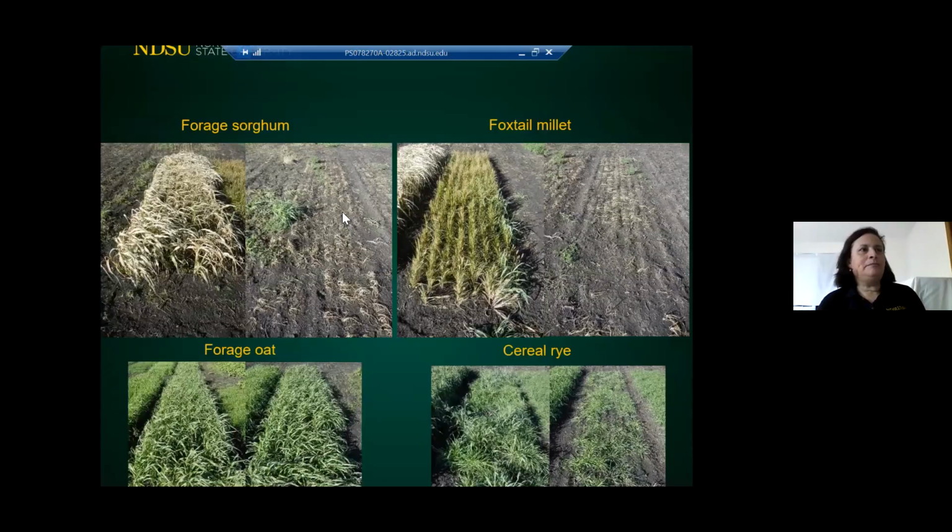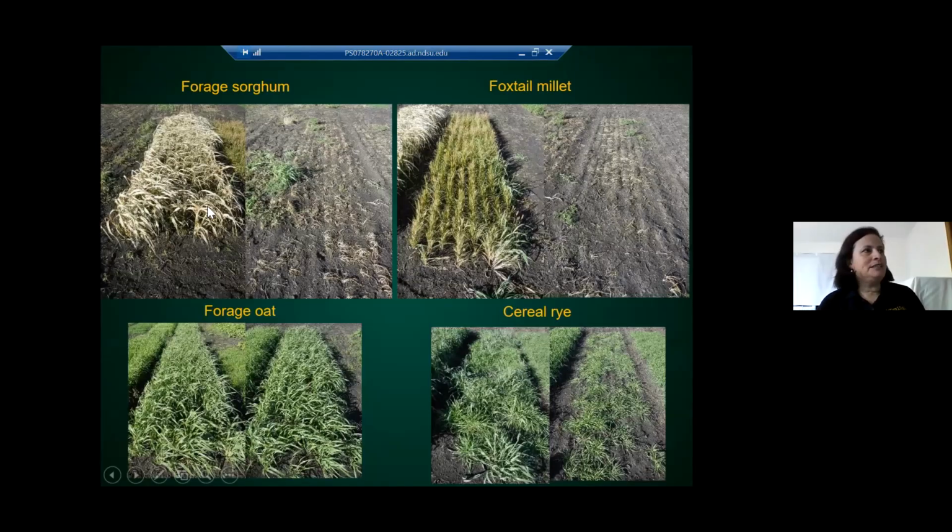Here are some pictures from that graph. This is how much forage sorghum grew when planted at the end of July. And this is how much it grew when planted later. This is the important one: there's almost nothing. There's no cover, it doesn't even help with soil erosion, let alone grazing. You're not getting any biomass by planting it August 10.